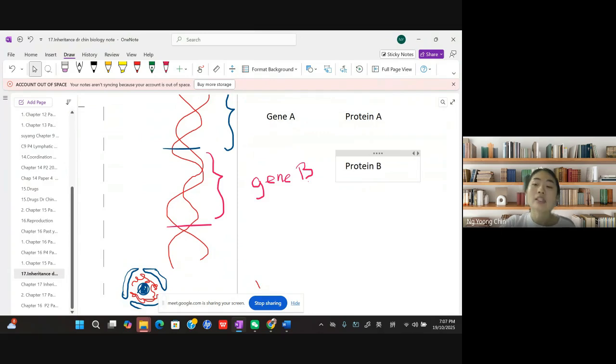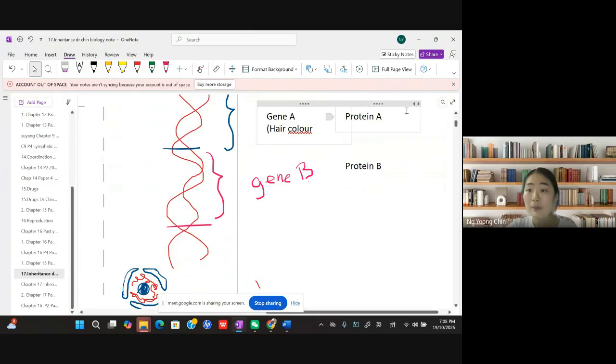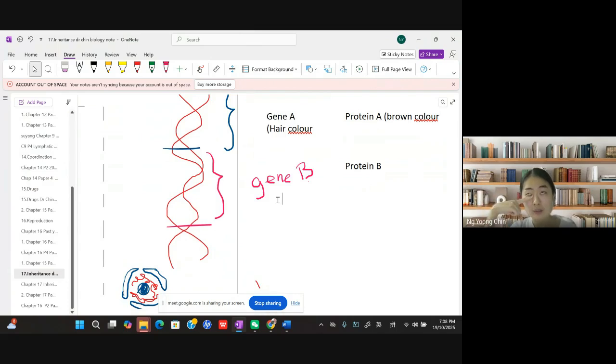Protein B. Okay, so for example, gene A is like a gene that will decide your hair color, you know. Your hair color. So the protein will come out, right? It will become what color? Something like brown color. Okay, brown color of the hair. Then how about gene B? Gene B is something like a gene that will decide your eye color, okay, your pupil color.